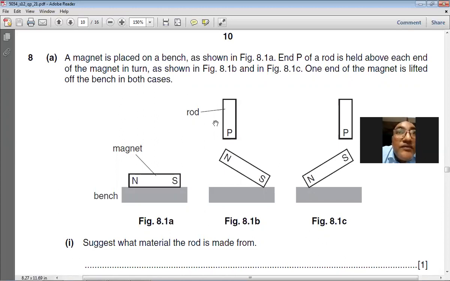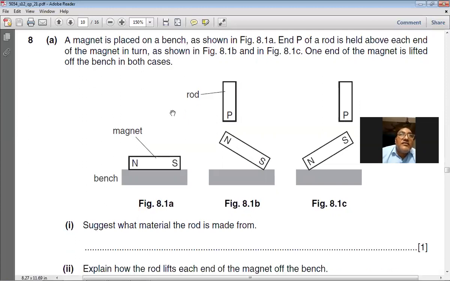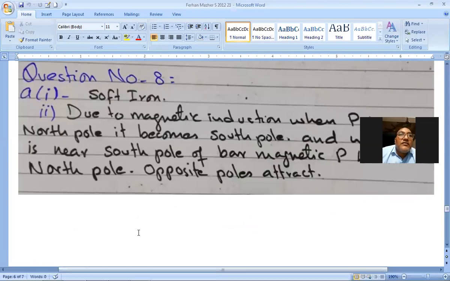So you see, when I brought the P end of the rod near the north, it was attracted. When I bring the P of that rod near the south of the permanent magnet, the south is also attracted. So what material is the rod made from? This rod is made of some kind of magnetic material. So you might say it's made of iron. We have written the answer as soft iron.